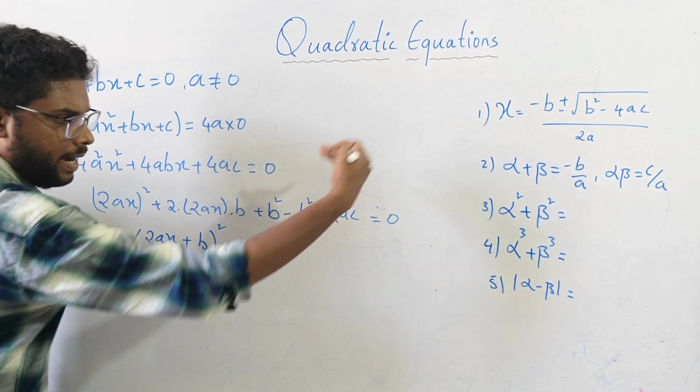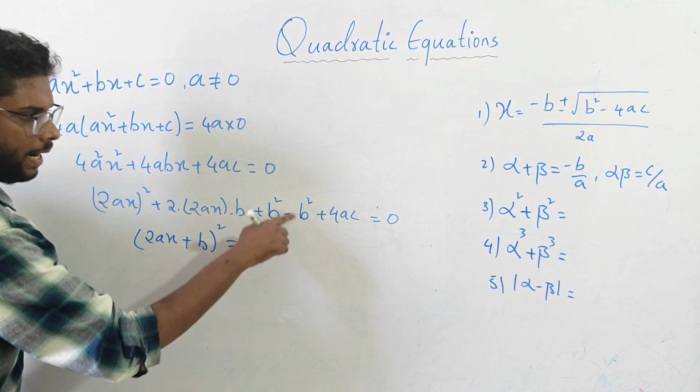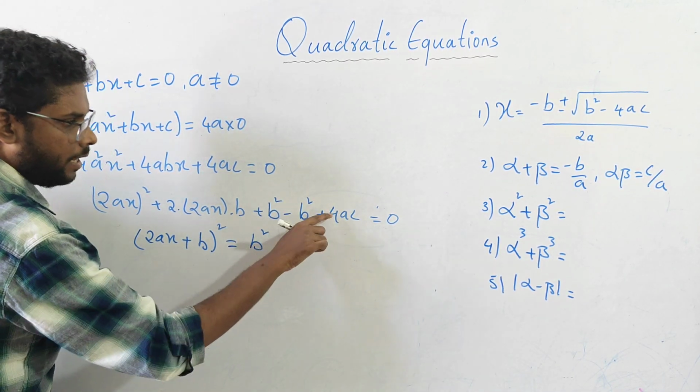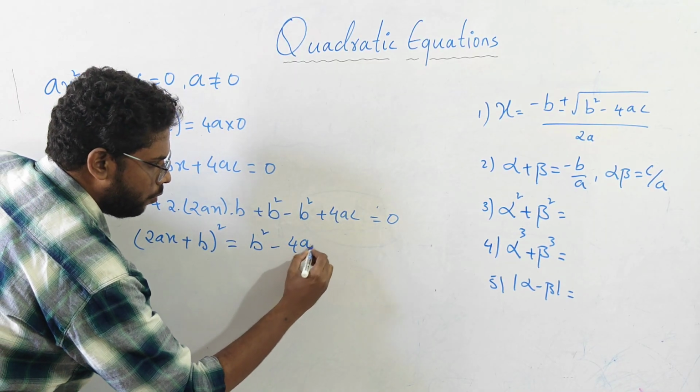Now these 2 terms I can take to that side, which is equal to minus b square will become plus b square, and this plus 4ac will become minus 4ac.